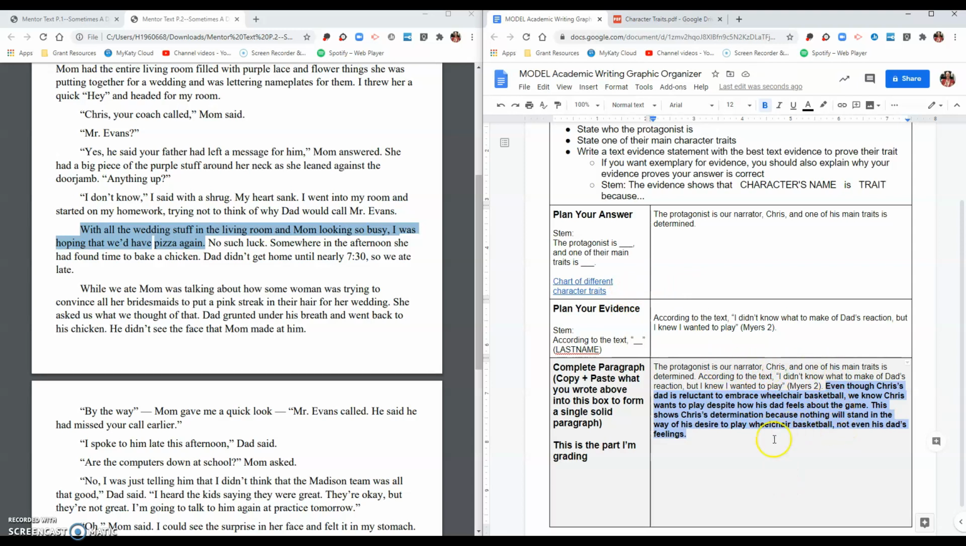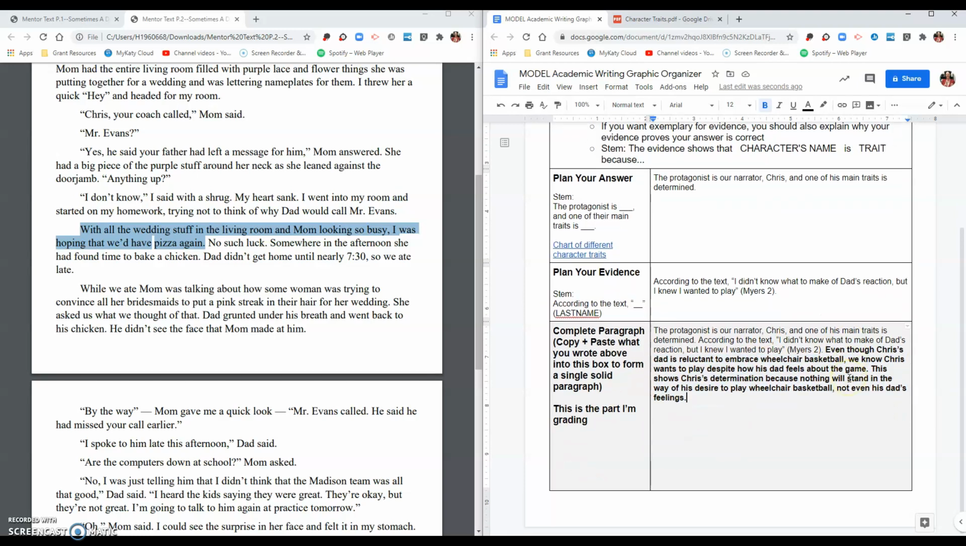So I'm explaining that even though Dad really doesn't want him to play, Chris keeps going. He wants to play. He's determined to play despite what his dad thinks. And so notice I'm not just summarizing the text. I'm explaining how this is showing Chris's determination. I'm explaining how this proves this character trait. Okay? So this is what we are looking for, this kind of paragraph right here. This is what we're looking for in your short answer response this week.